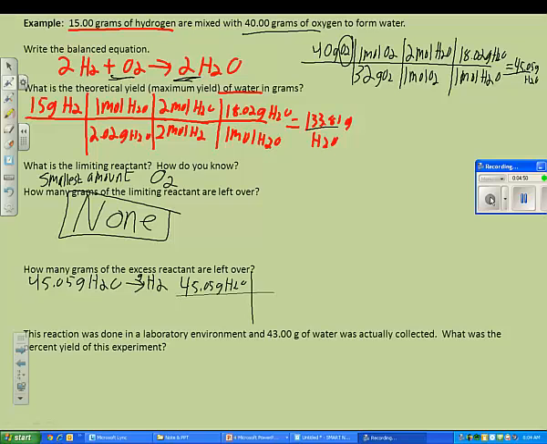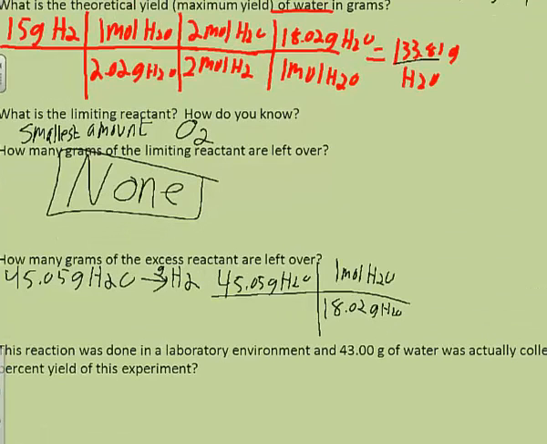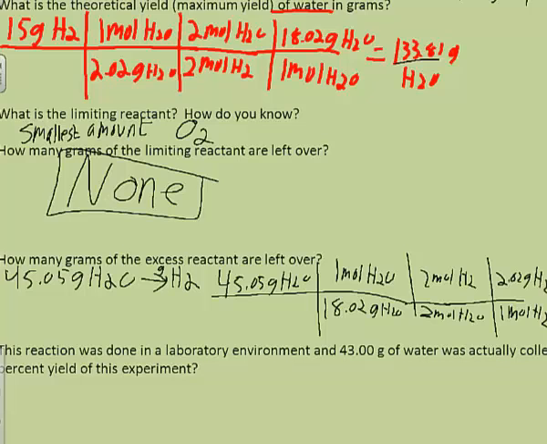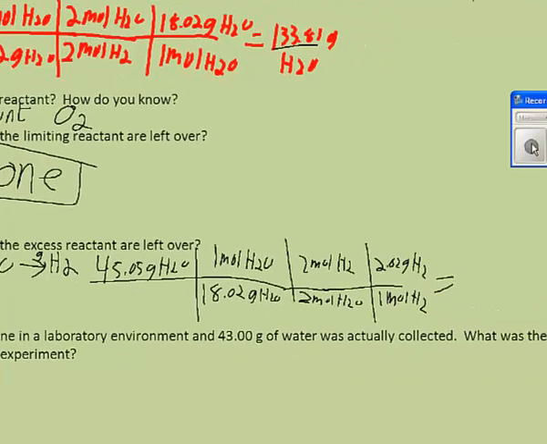Convert to moles using molar mass, so 18.02 grams of H2O, every 1 mole of H2O. Mole ratio, it's going from 2 to 2. 2 mole H2O to 2 mole H2. And then convert to grams of H2. That will give you 5.05. That'll be grams that you actually used.